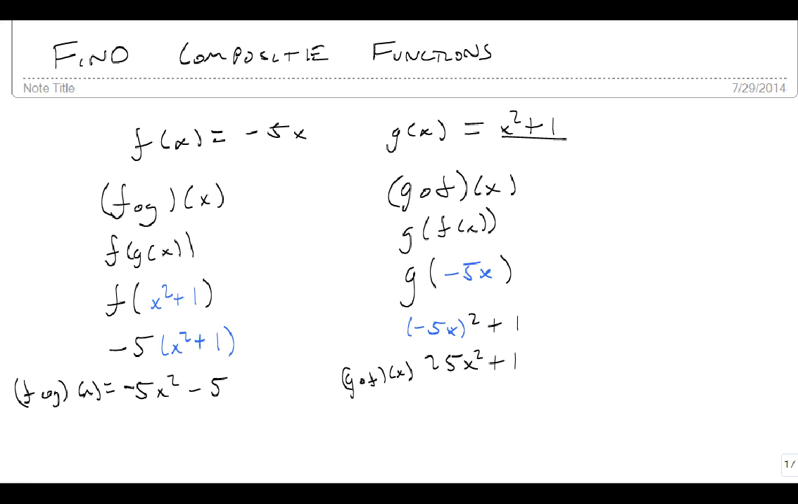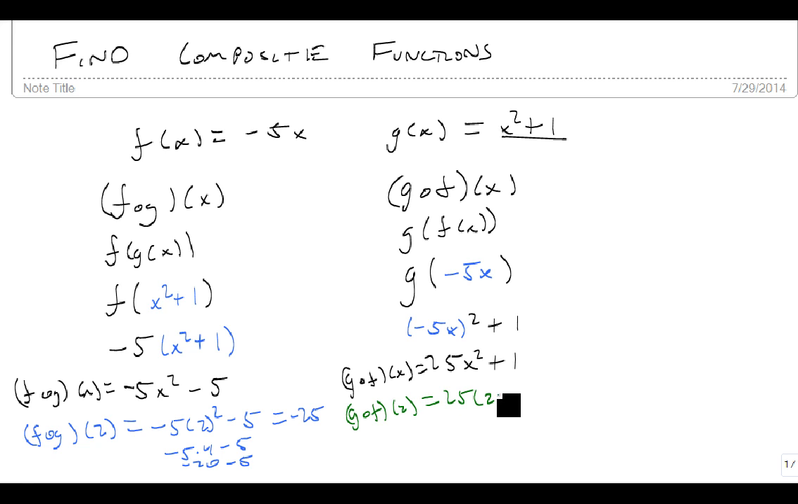And just real quick, I want to do f composed with g of 2, just to see what will happen. That's minus 5 times 2 squared minus 5, which is minus 5 times 4 minus 5, minus 20 minus 5. And notice this comes out as the negative 25 we found before. And if we do the same thing with our g composed with f of 2, this becomes 25 times 2 squared plus 1, 25 times 4 plus 1, 100 plus 1, which is 101.